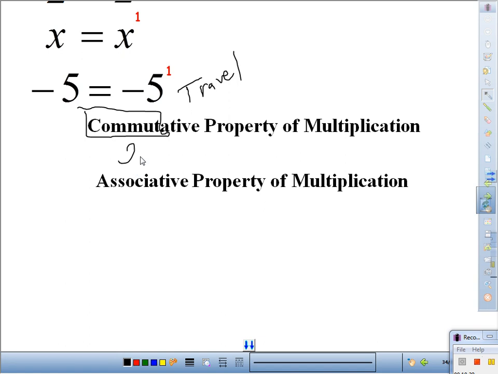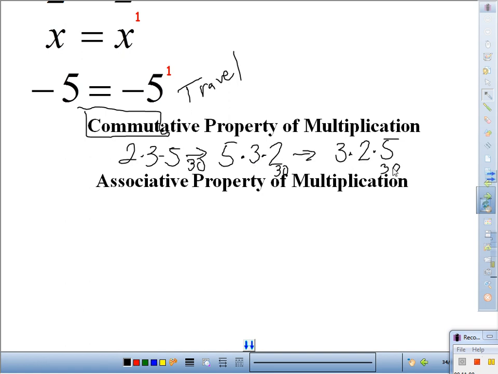So if I gave you the numbers 2 times 3 times 5, and I made those numbers travel, which means move, I can rewrite it as 5 times 3 times 2. I can also rewrite it as 3 times 2 times 5. It doesn't matter the order. That's why we can do that, because it's called commutative. And the product will be the same. 2 times 3 is 6, times 5 is 30. 5 times 3 is 15, times 2, that's 30. 3 times 2 is 6, times 5, that's 30. The product doesn't change. Make sense?